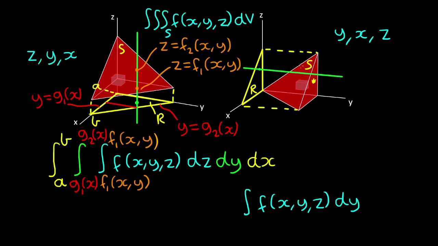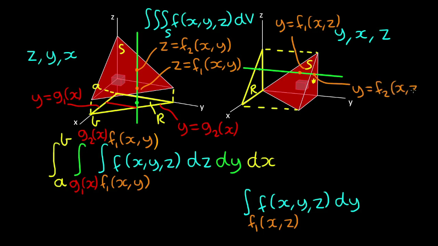So in this case, our lower bounding surface is this surface over here, where the cutting line enters the region. This surface will be defined by y as a function of x and z. So that's what we'll get for our lower limit of integration. And our upper limit of integration is where this line exits the region. So that will be y as another function of x and z. So that's our upper limit of integration.